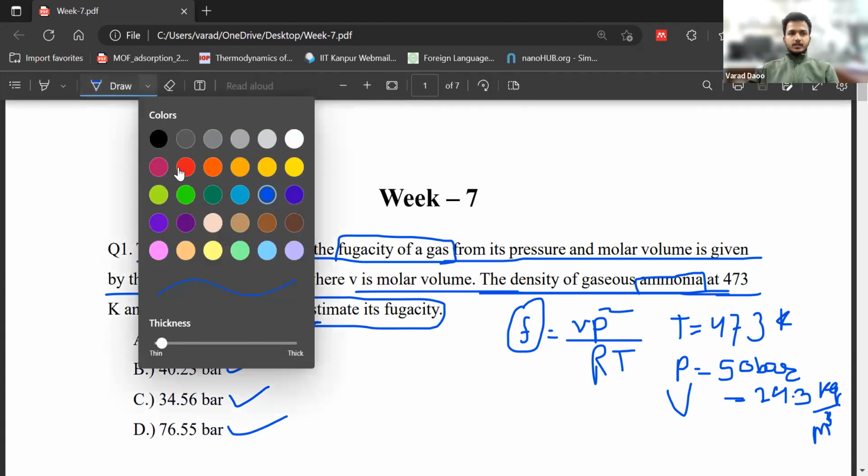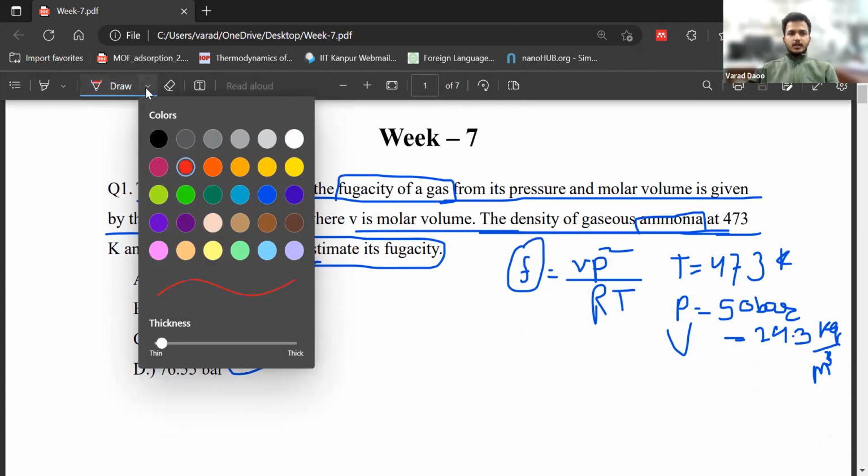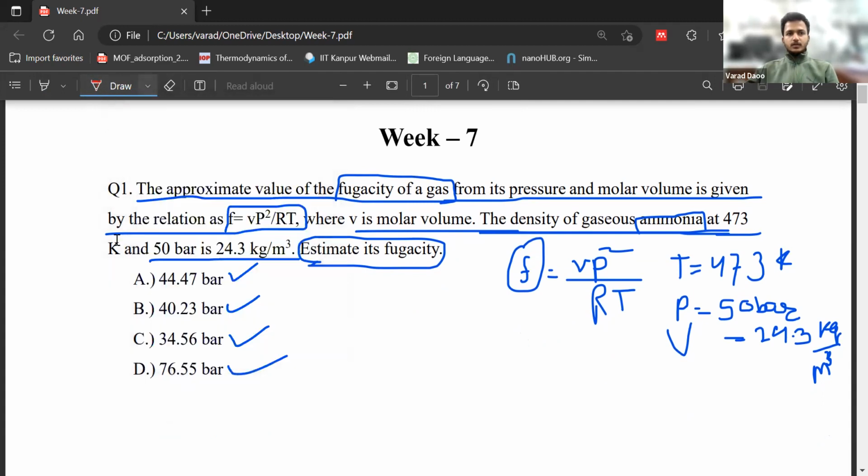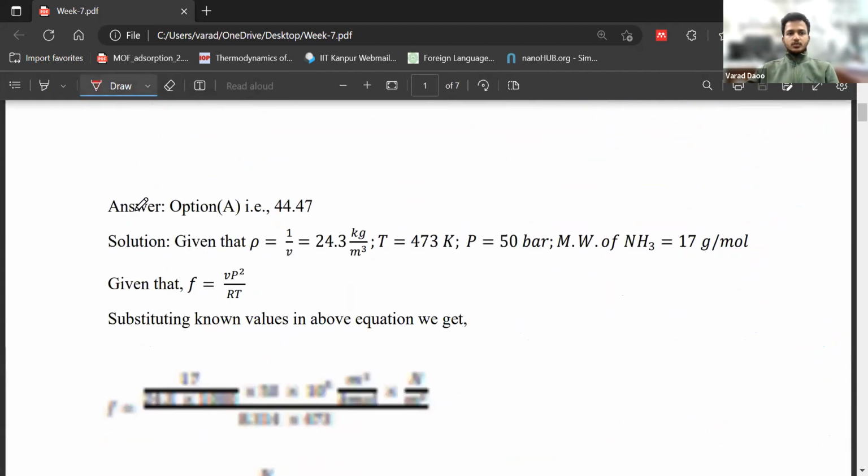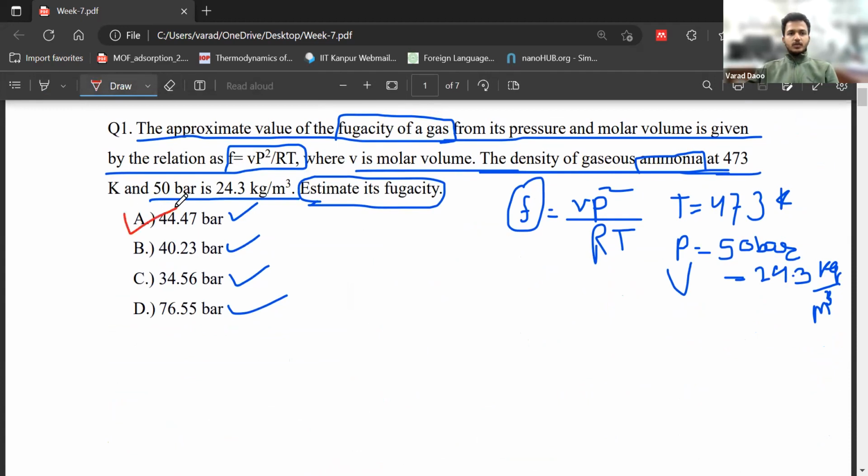Now I'm sharing the correct answer. The correct answer is option A, 44.47 bar. Anybody got it?